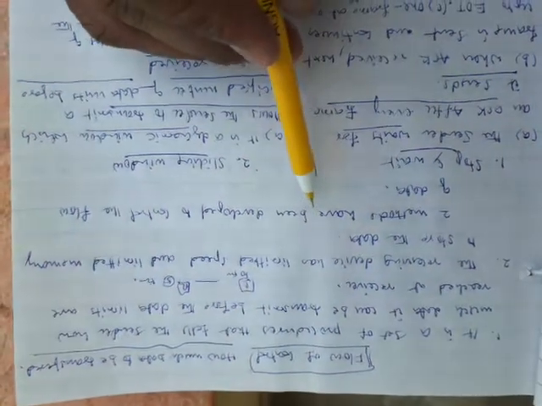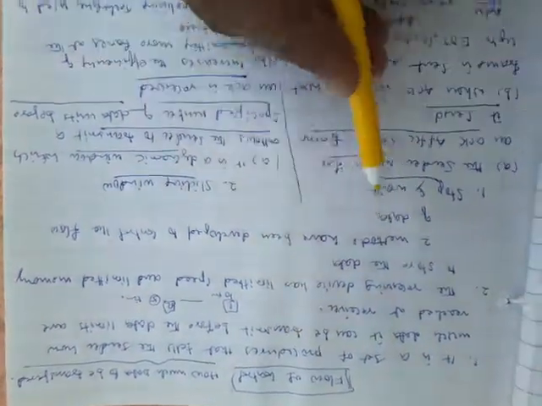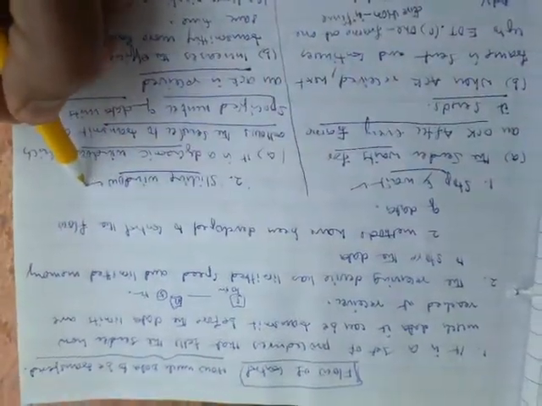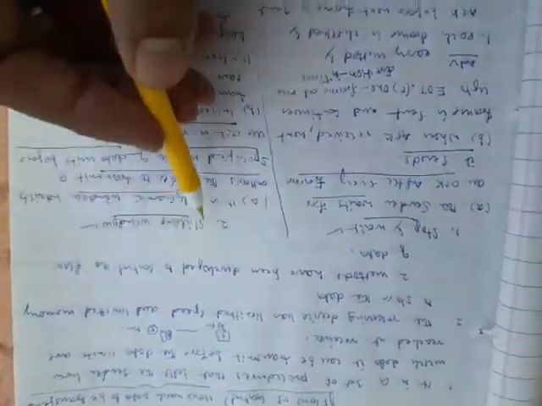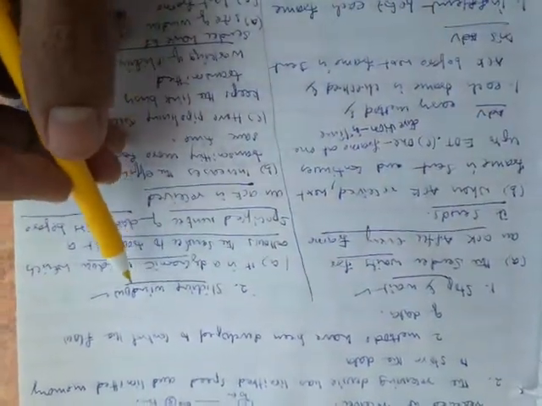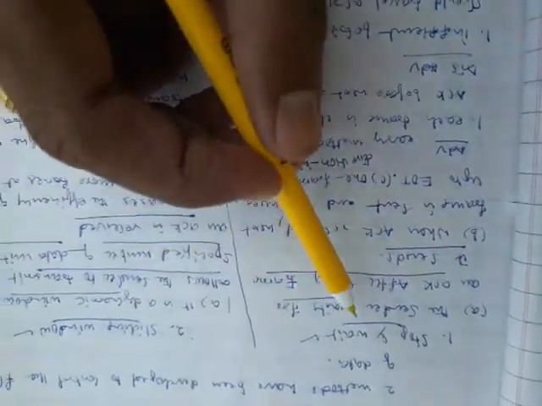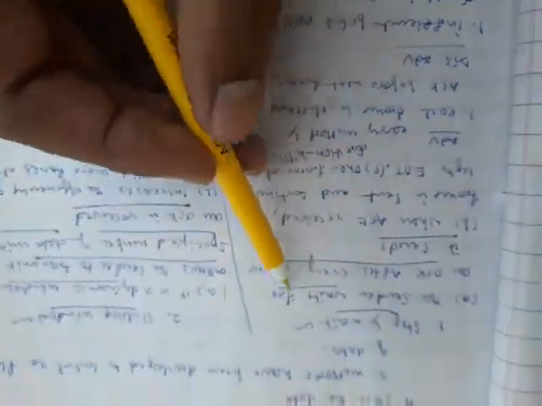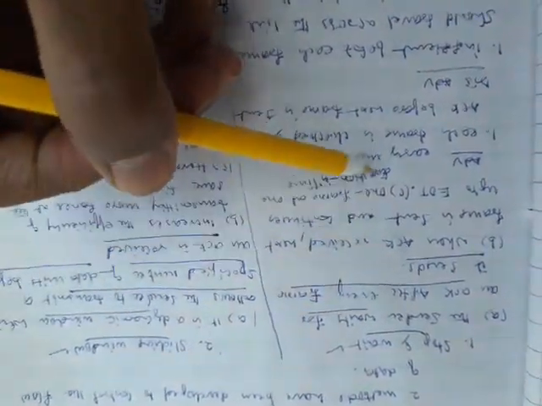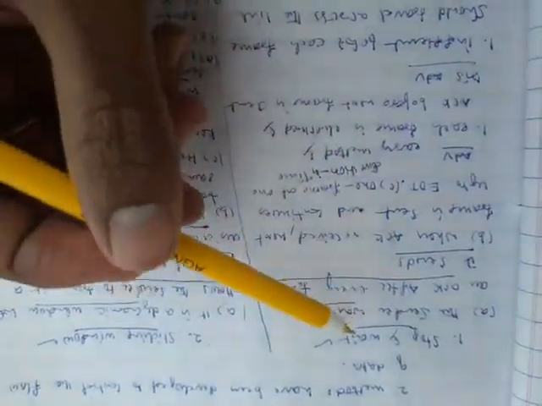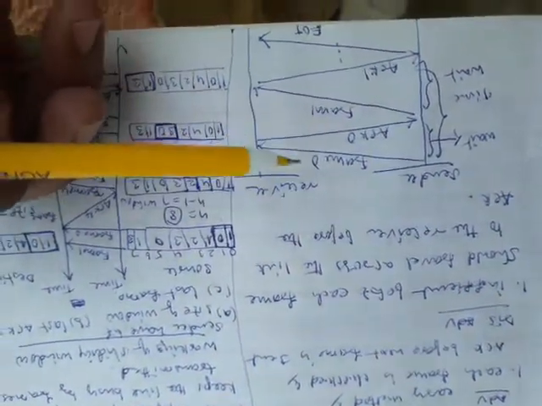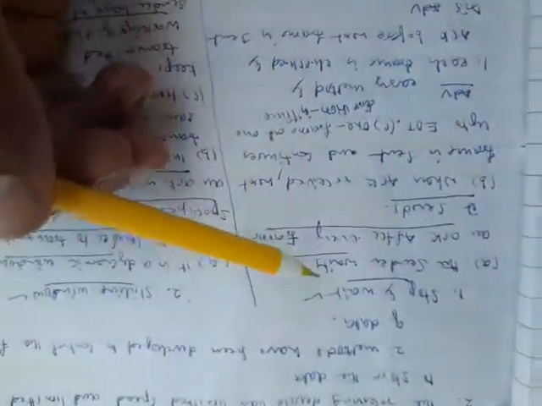There are two methods developed under flow of control. One is stop and wait flow of control, another one is sliding window flow of control. First of all, we'll discuss what is stop and wait control. Before that, we need to know the definition and the advantages and disadvantages of stop and wait. Then we'll discuss stop and wait diagrammatically.